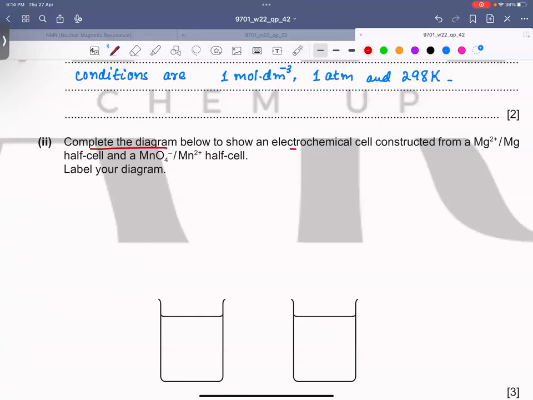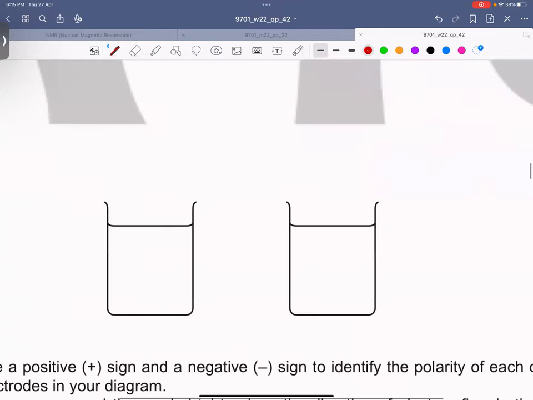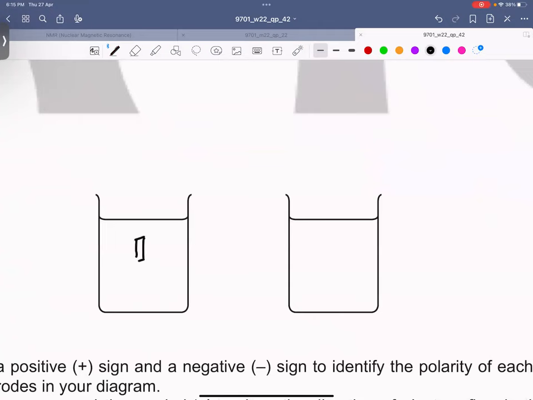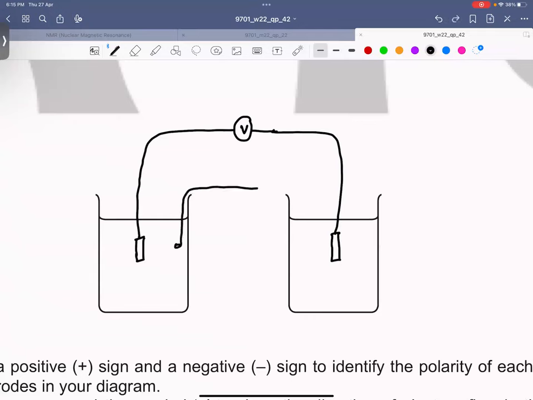Complete the diagram below to show the electrochemical cell constructed from a magnesium ion magnesium half cell and a manganate ion Mn2+ ion half cell. Label your diagram. Okay. So here we would make two electrodes. They are going to connect with each other and there is a voltmeter in between, right? And then we have one salt bridge. Okay.